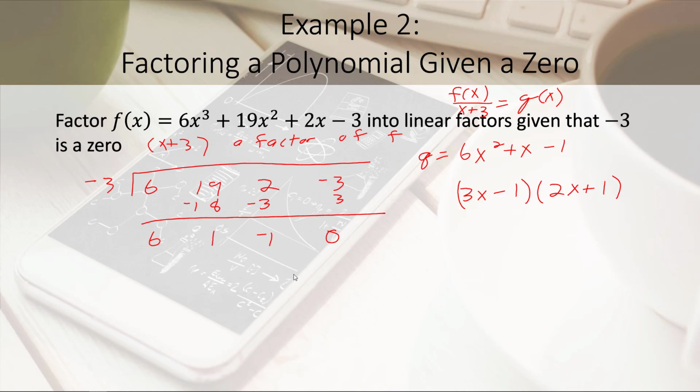As a consequence, we can write f of x as follows. The factor associated with the 0 of negative 3, which will be x plus 3, times 3x minus 1, times 2x plus 1. And there you go.